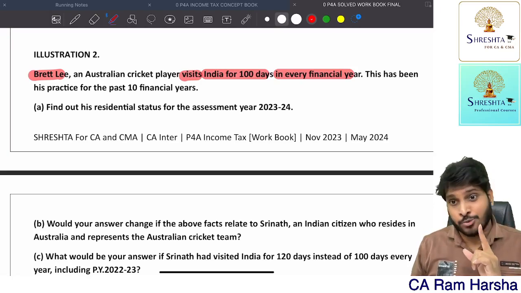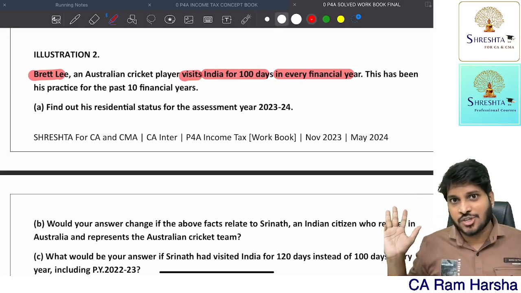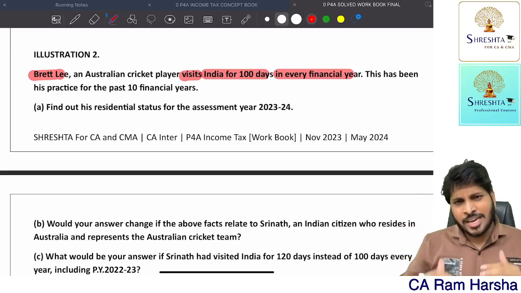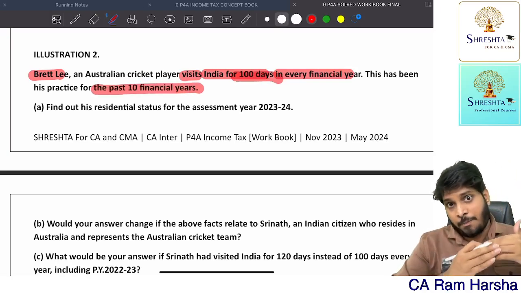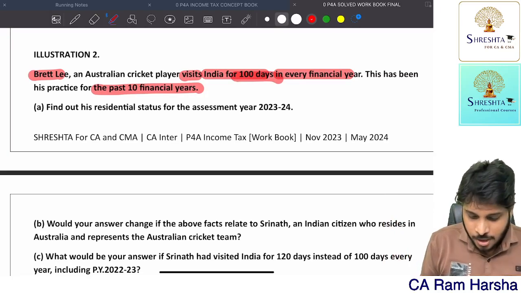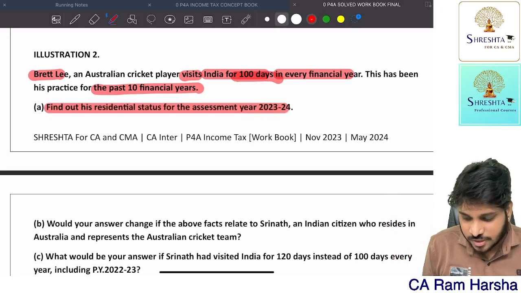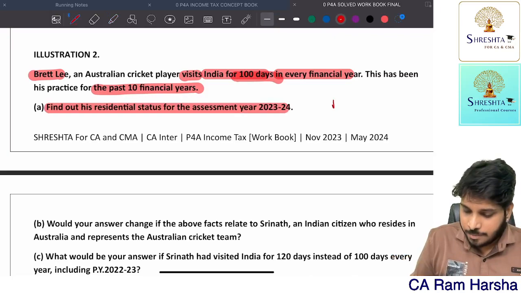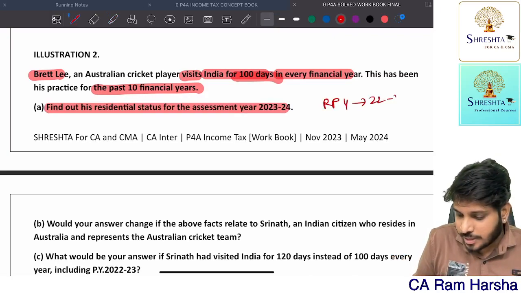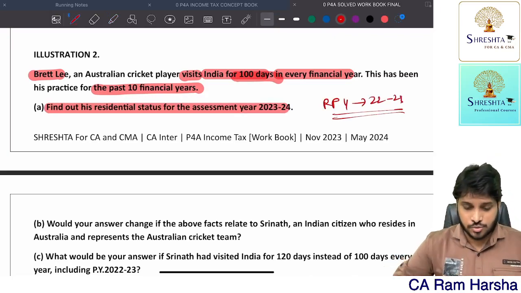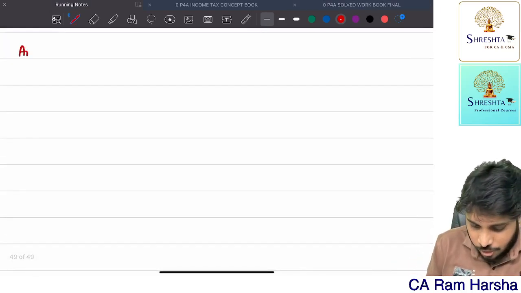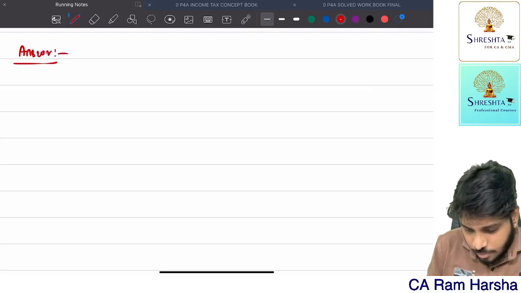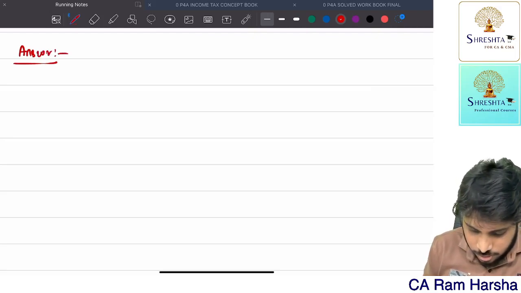We don't apply the B2 condition, and we don't apply that 120 days logic condition either. Remember that. So he visits every year for 100 days, a practice for the past 10 years. Question number 1: find out the residential status for the assessment year 2023-24. That means the relevant previous year is 2022-23. Let us write the answer straight away. So how should you write the answer? Now, point number 1.